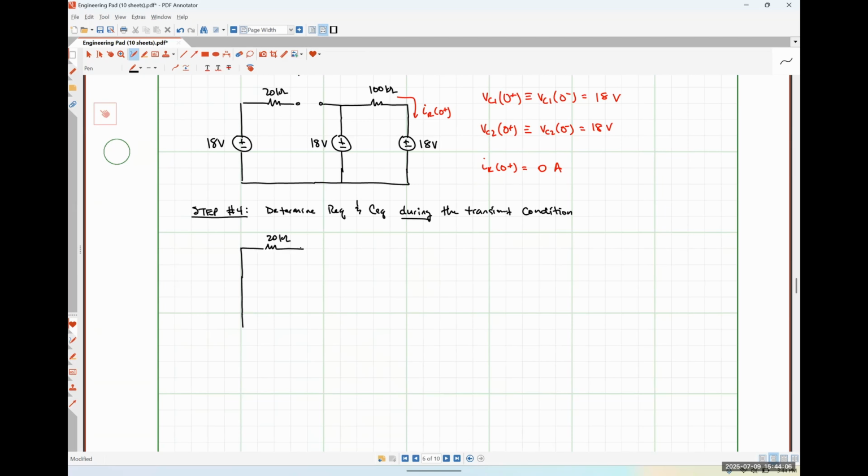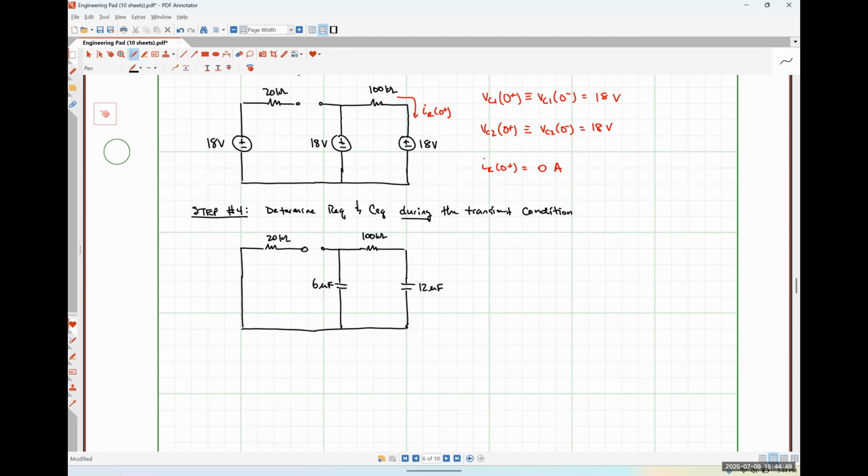Here's the 20 kilo ohm resistor. And then over here to the right, I've got my capacitance C1, which was, I think, 6 microfarads. I've got my 100 kilo ohm resistor. And then I've got my second capacitor, which I believe was 12 microfarads. So this is my dead network, okay? So I have 2 resistors here, and I have 2 capacitors here. So we're going to have to think about this for a little bit.